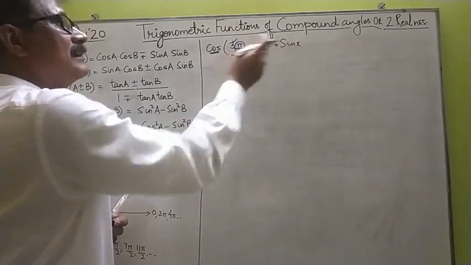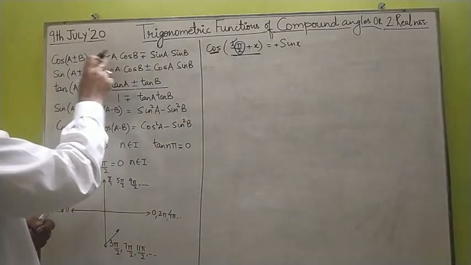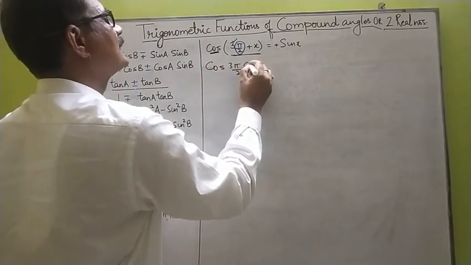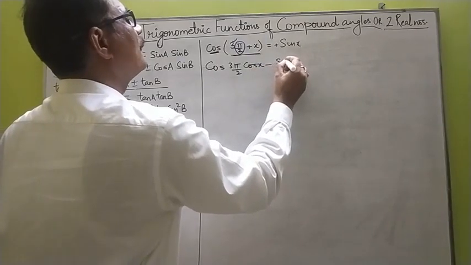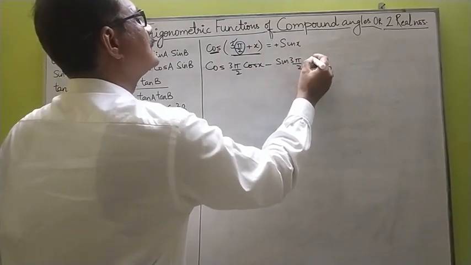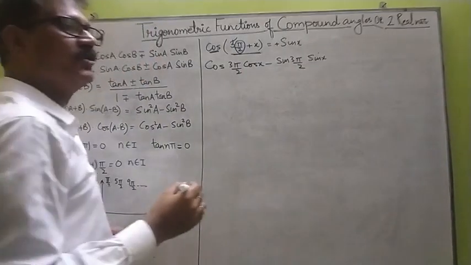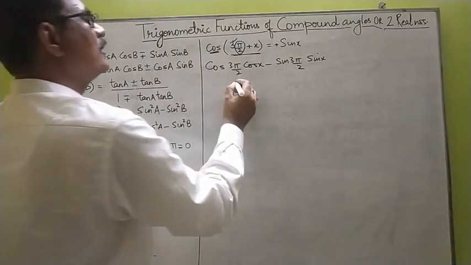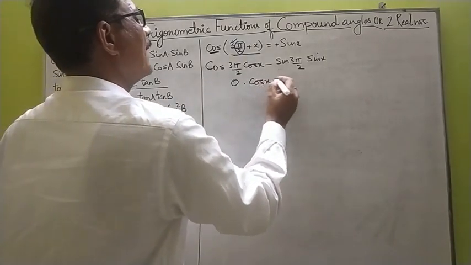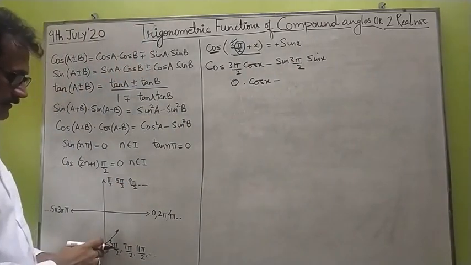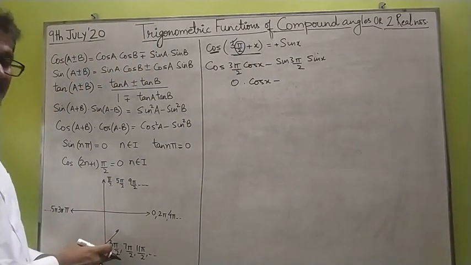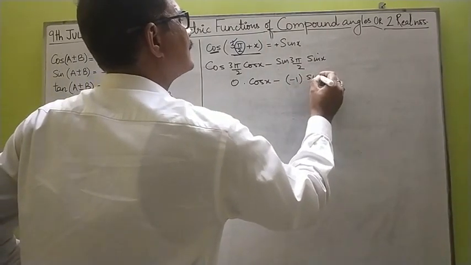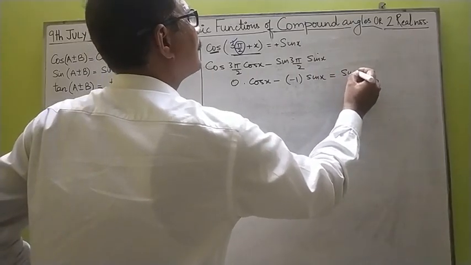Now, how can we get this answer by using the formula of cos of a plus b? We can write this as cos of 3 pi by 2 cos x minus sin of 3 pi by 2 sin x. Children, you know that cos of 3 pi by 2, for an odd multiple, is 0. So this is 0 into cos x minus sin 3 pi by 2. Sin 3 pi by 2 lies on this side, where sine takes the negative value, so it is minus 1. Minus 1 into sin x, and you can see this turns out to be plus sin x.